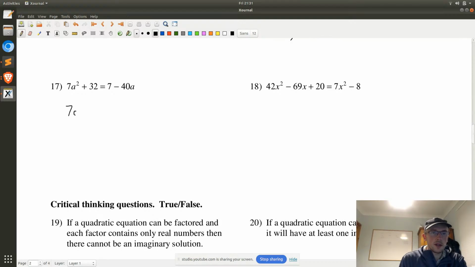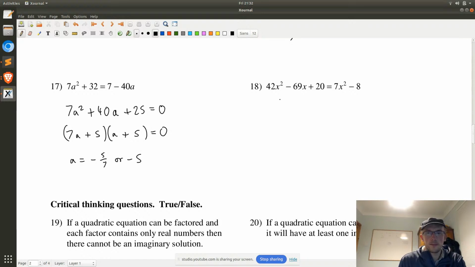All to one side, please. 7a squared plus 40a plus 25 equals 0. Factorize. 5 and 5. There. All to one side.